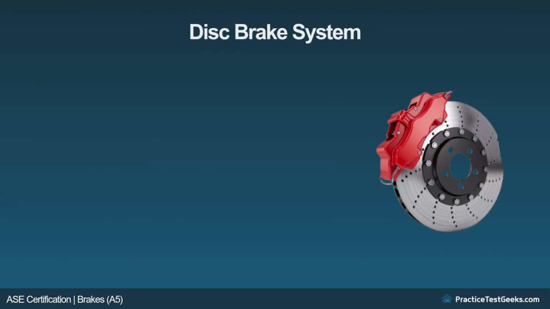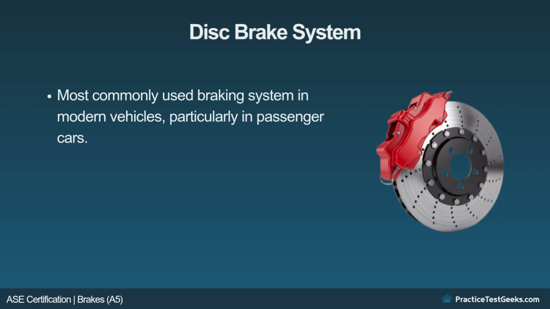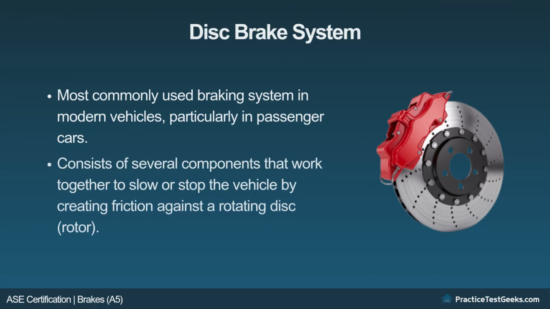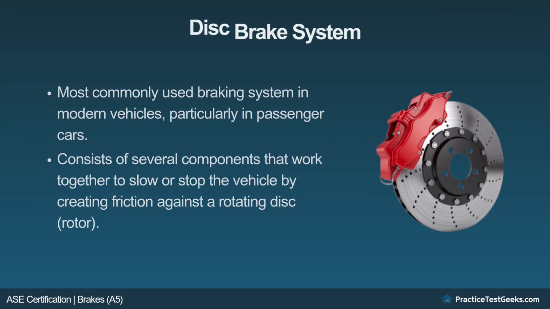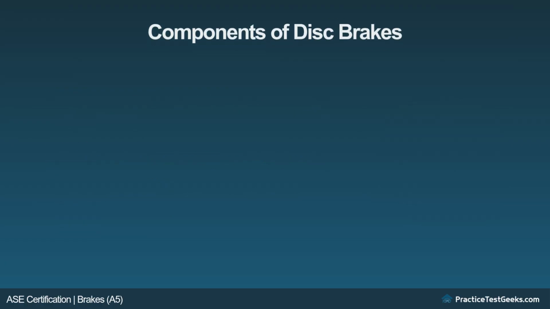Disc brake system. A disc brake system is the most commonly used braking system in modern vehicles, particularly in passenger cars. It consists of several components that work together to slow or stop the vehicle by creating friction against a rotating disc. Components of disc brakes.